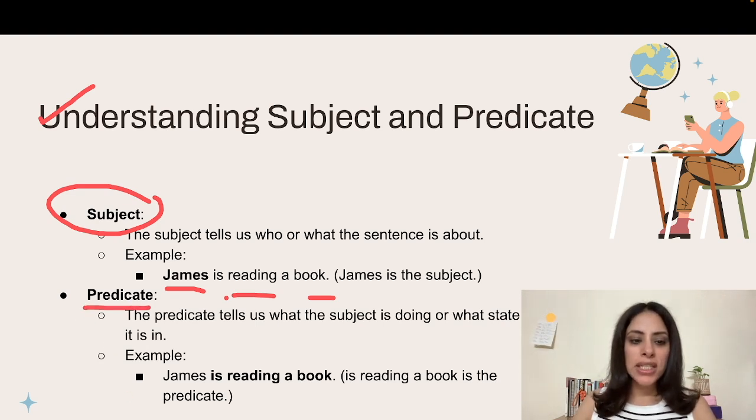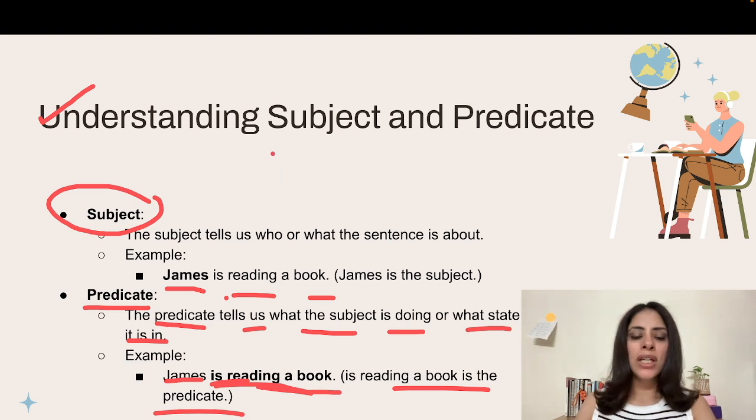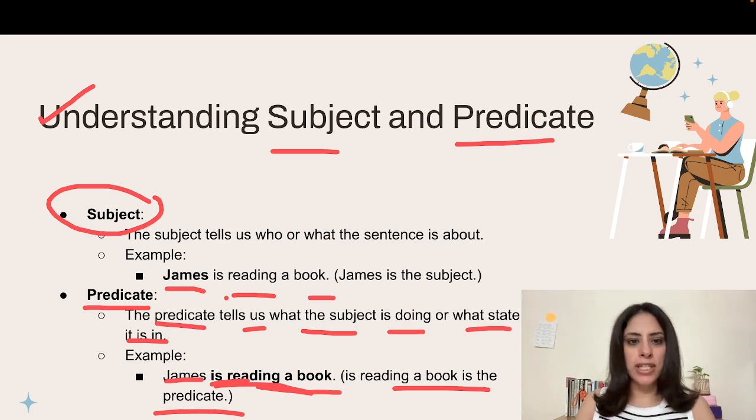Coming to the predicate, the second half of your sentence. The predicate tells us what the subject is doing or what state it is in. For example, James is reading a book. Now we know that James is the subject, but what is the subject doing? That we understand from the predicate, is reading a book. So that's the state which James is in. Okay, this is the simplest representation of the structure of a sentence.